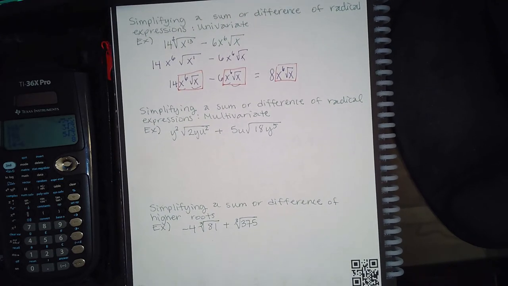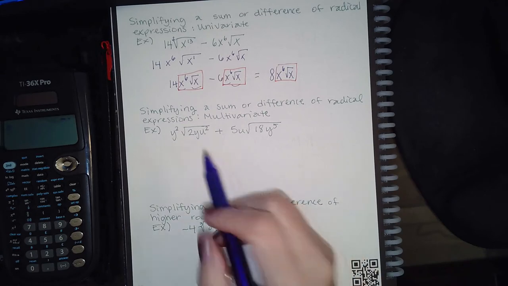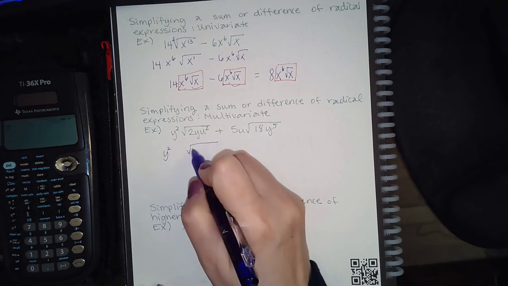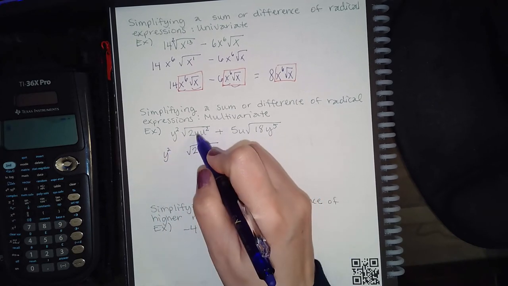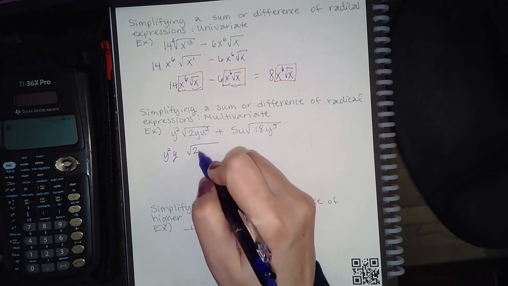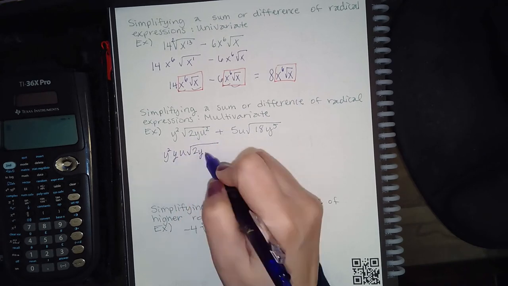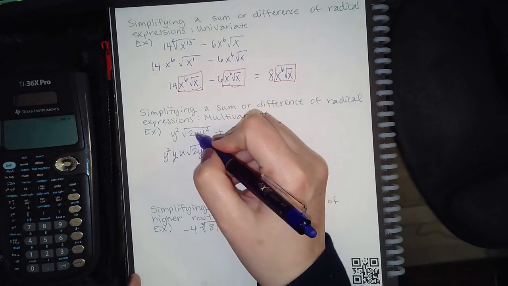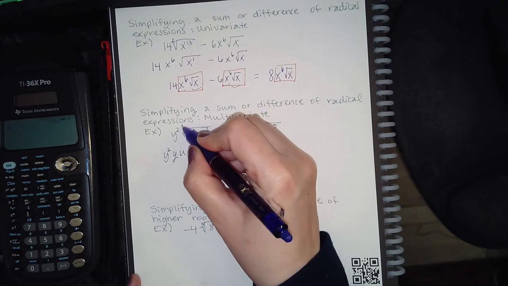Okay, let's apply that same strategy for the next topic. So this one says simplifying a sum or difference of a radical expression. So same thing, it's just what's inside the radical is getting a little bit more complex, right? So you cannot take the square root of 2. So that's definitely going to stay inside the square root. And if my base here is a y, I do need to put a y and a y, and my base here is a u and a u, and then I'm going to do that square root method, okay? You could do it with the 2 as well. Remember, this is a 1 and this is a 2.